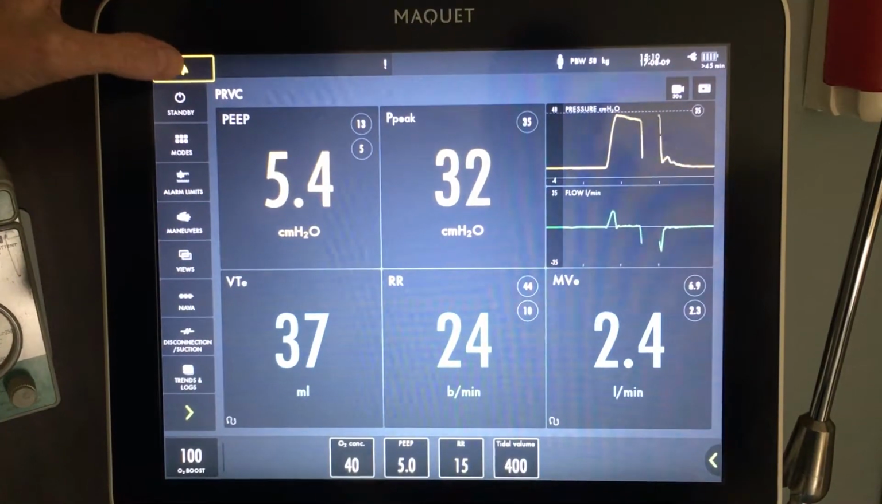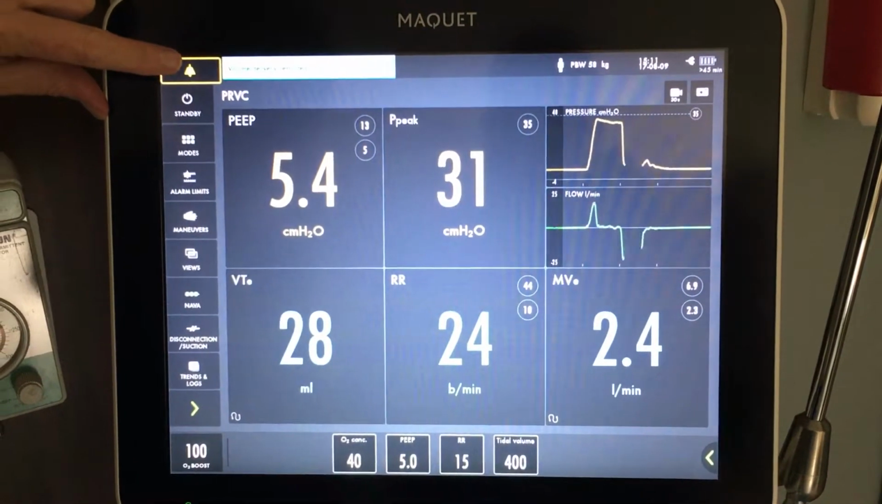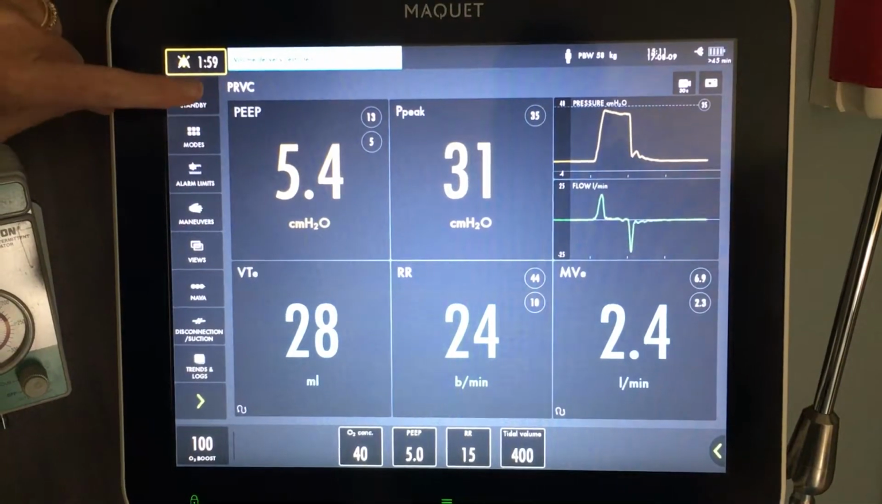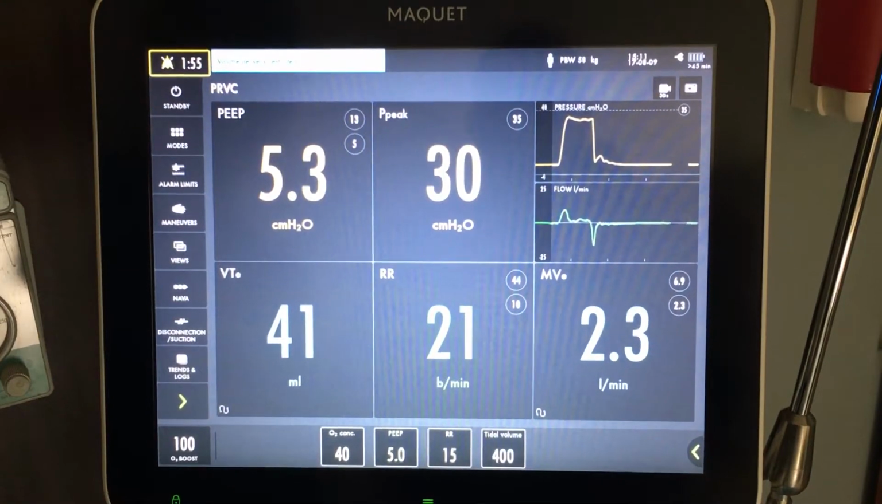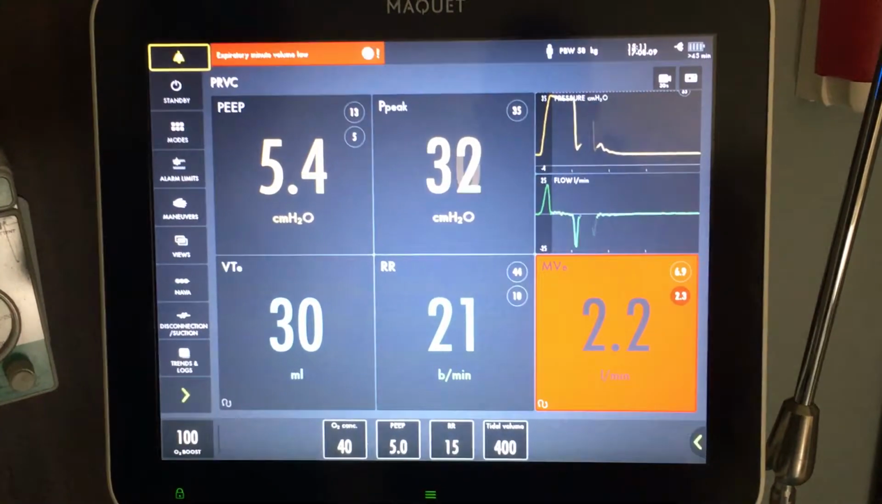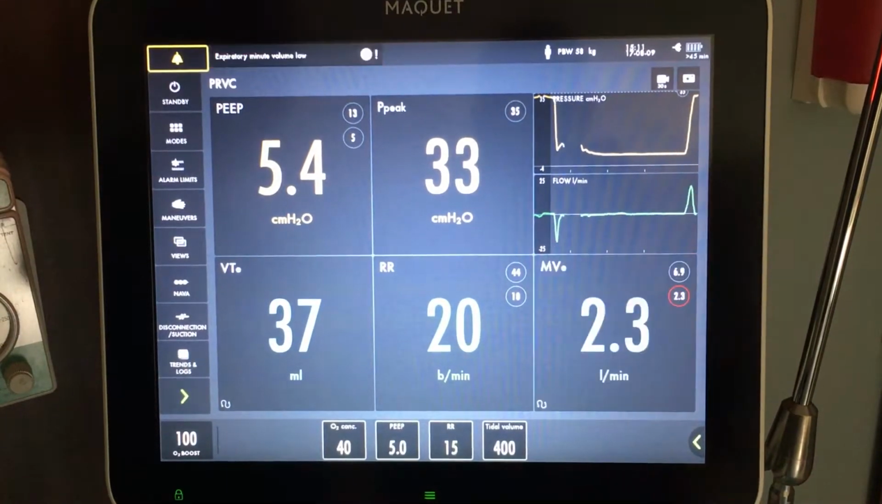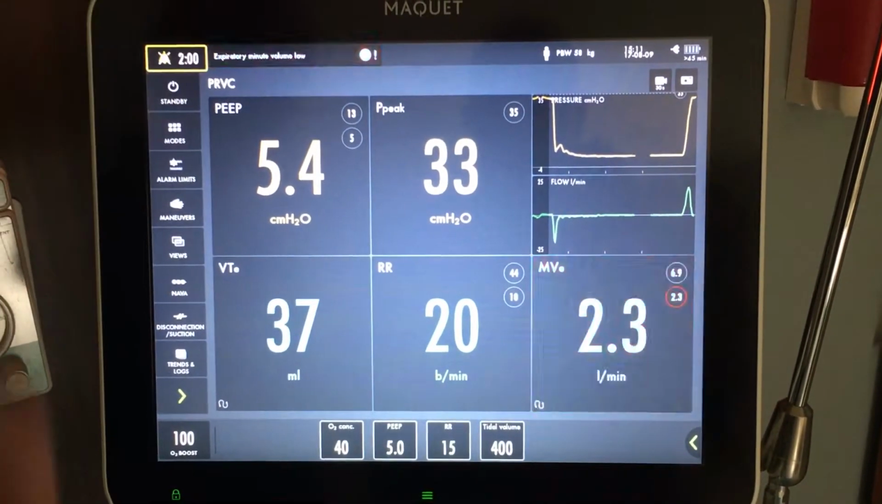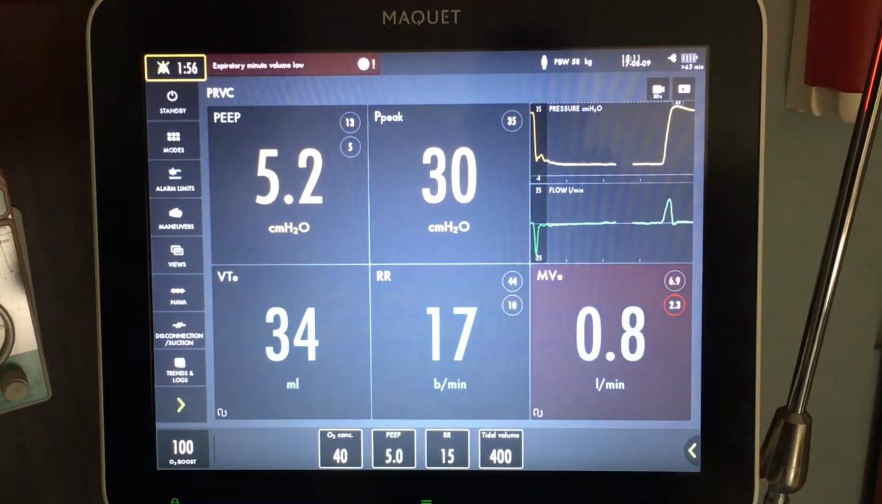If it continues alarming and you want to silence the audible alarm so it's not so loud for the patient, you press this little bell at the top on the left-hand corner. That's an alarm silence. It will silence the alarm for 2 minutes. And after 2 minutes, it'll reset. If the alarm has not been corrected, it'll start alarming again. And you would have to press it again to reset the alarm countdown for 2 minutes.